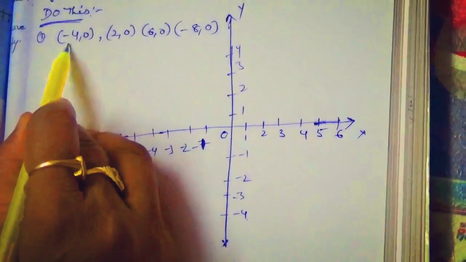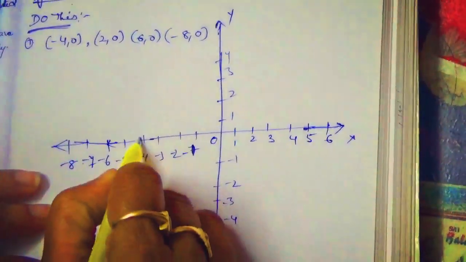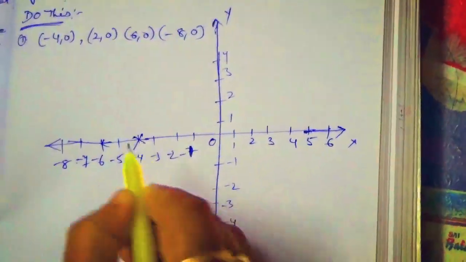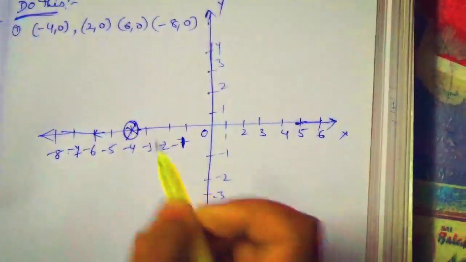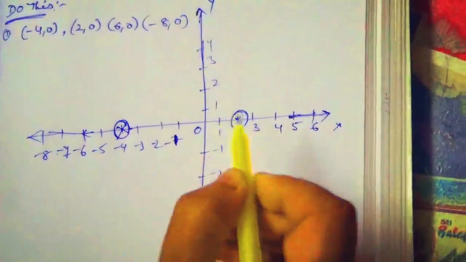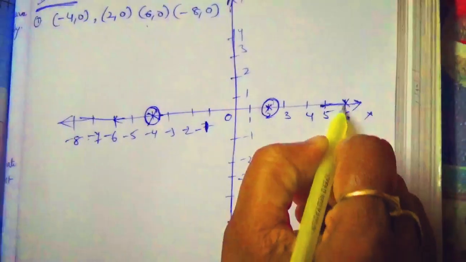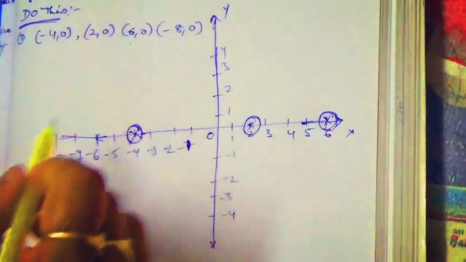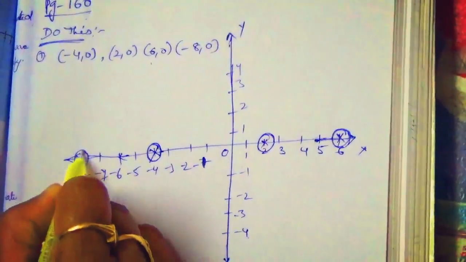So the first point is minus 4 comma 0. This is the first point. Second point 2 comma 0. It is the second point. 6 comma 0 is the third point. Minus 8 comma 0 is the fourth point.